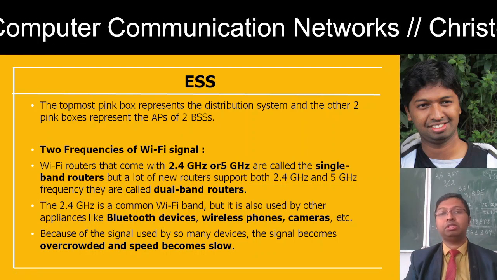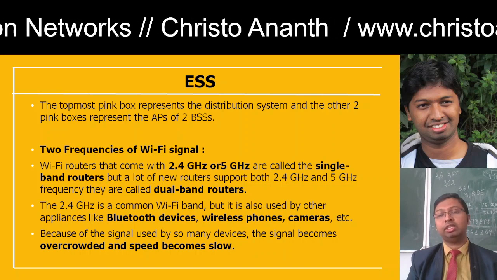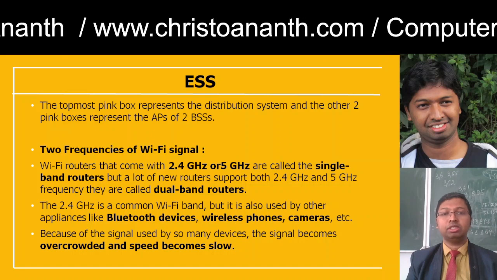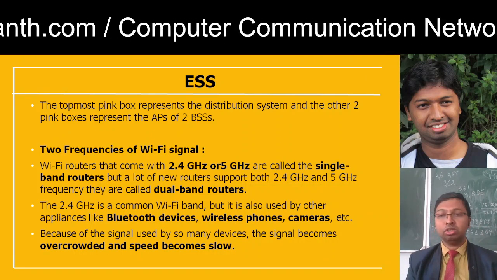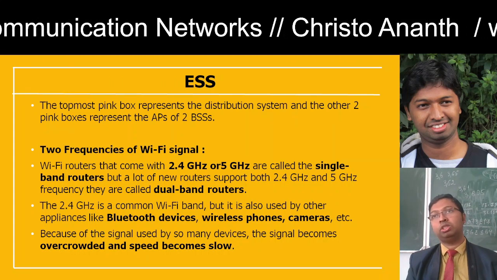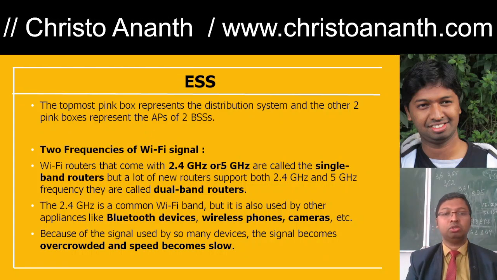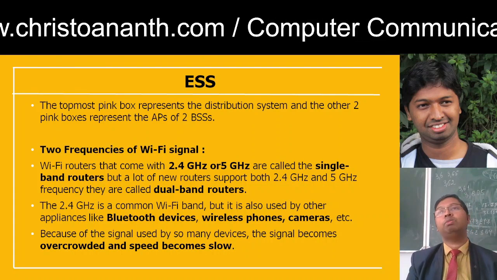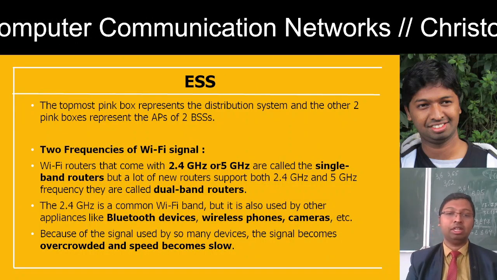There are two frequencies that it can operate on. Normally Wi-Fi routers come with 2.4 gigahertz or 5 gigahertz. These are called single band routers, but several newer routers support both 2.4 as well as 5 gigahertz. If it supports both 2.4 and 5, it is said to be a dual band router. 2.4 gigahertz is a common Wi-Fi band, but it can also be used by Bluetooth devices like wireless phones or cameras.